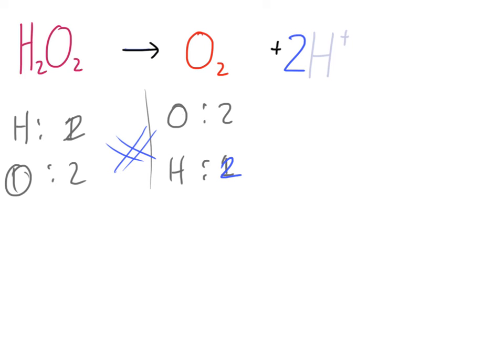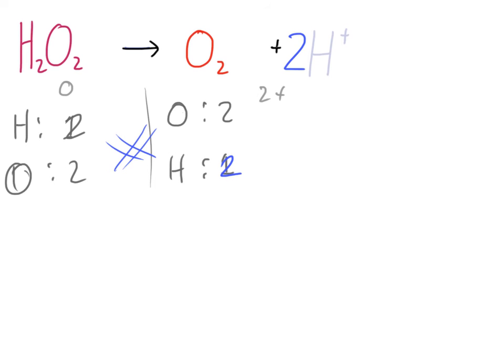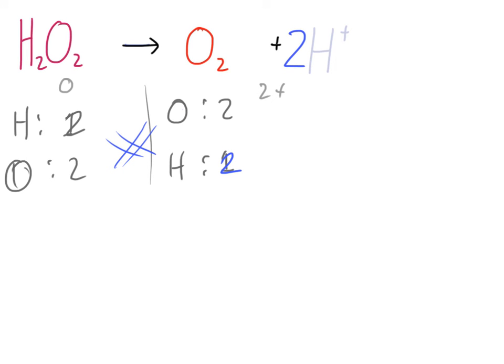So if we take a look at the net charge on this side, we have a net charge of 0. But if we take a look on this side, we have a net charge of 2+. And one of the laws when it comes to balancing equations is that charge is conserved. So the charge on one side of the equation must be equal to the charge on the other side of the equation. And right now, this isn't the case. So what we would need to do is add something to this side of the equation to balance it.